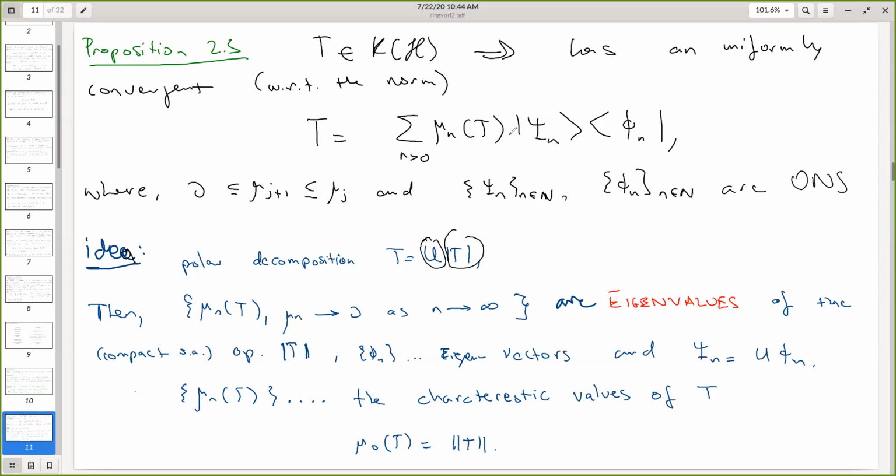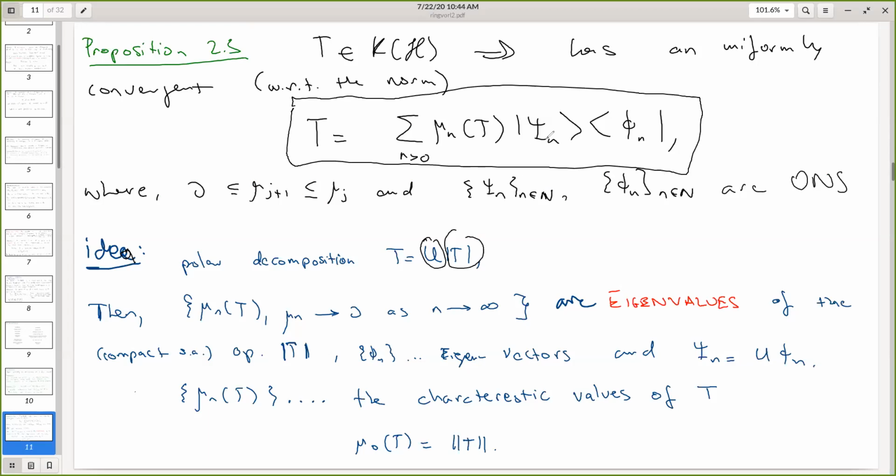So this is sort of the idea why I can write any compact operator in this way. And this will become important in a second.